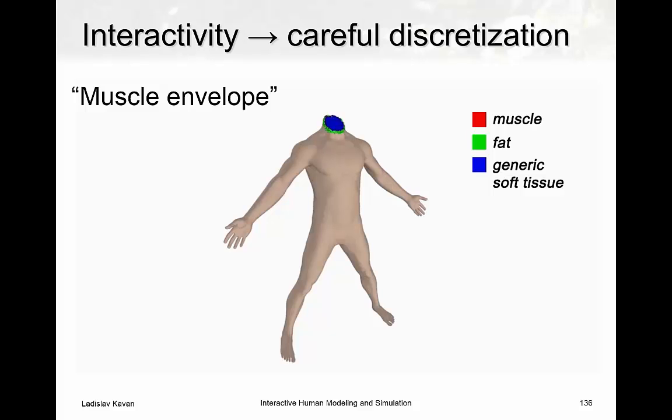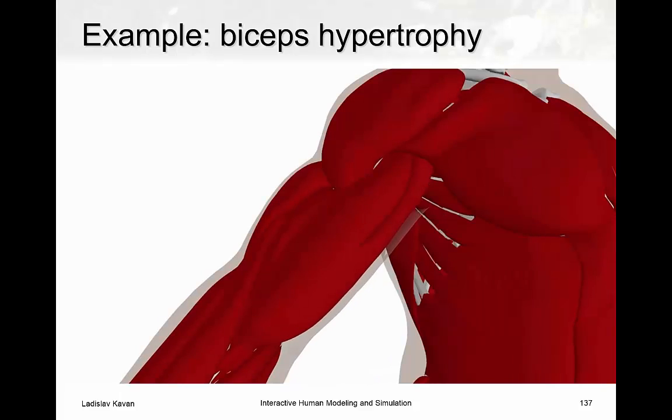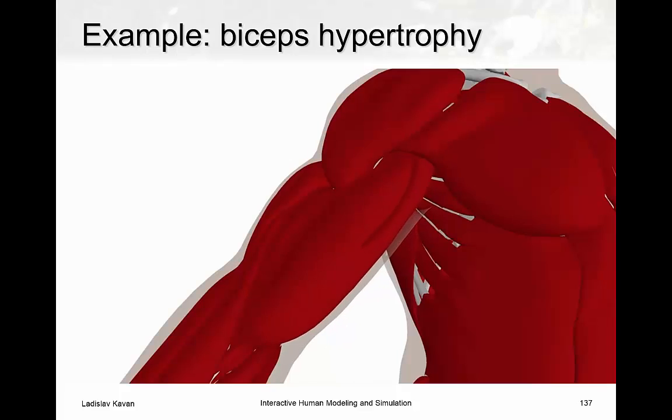And that helped us get an interactive system where we can simulate effects such as this biceps hypertrophy. It's even better visible on this muscle view. And you can notice that the effects of elasticity are still there. As the biceps is growing, it's pushing the chest muscle out of the way. You can sort of notice that there.